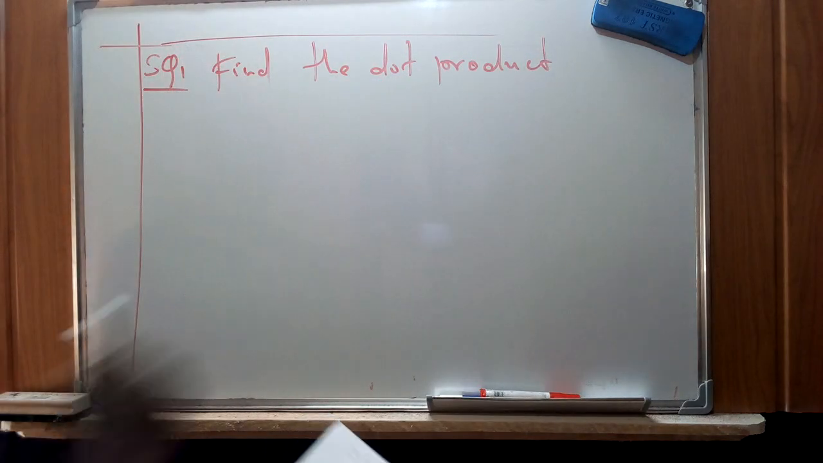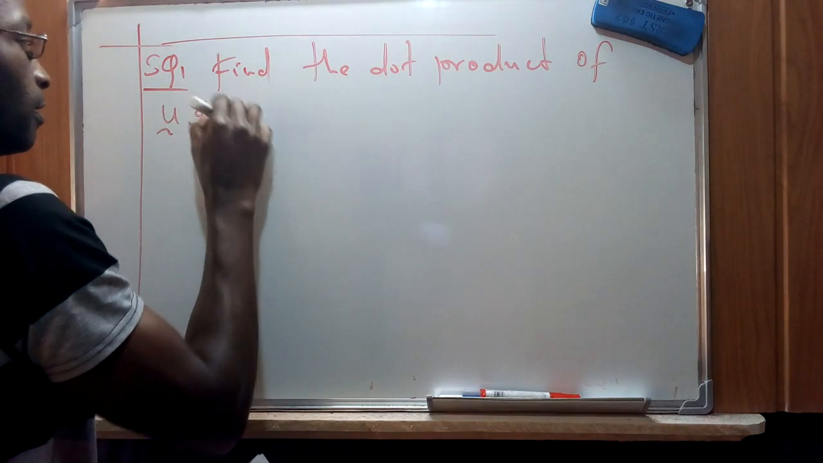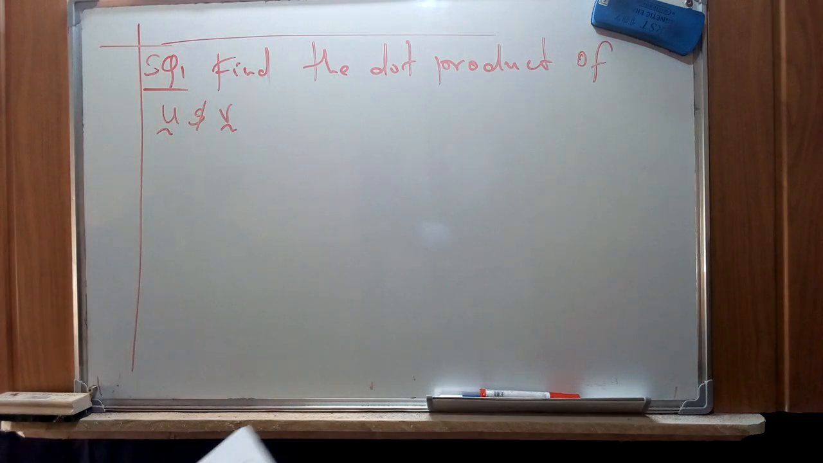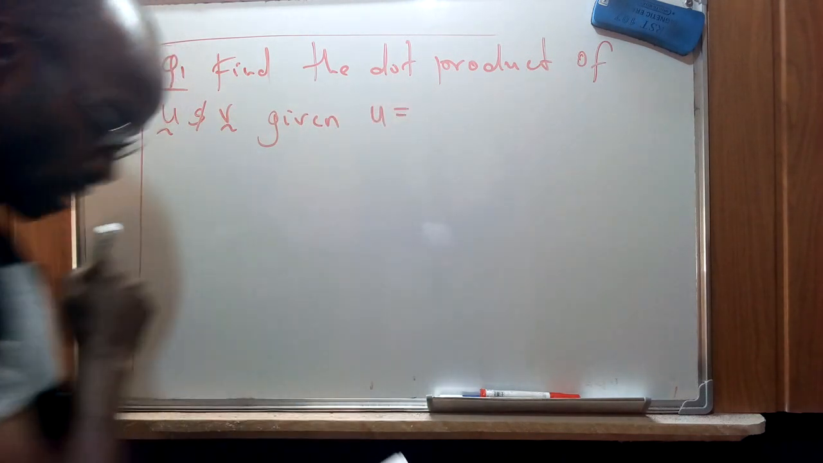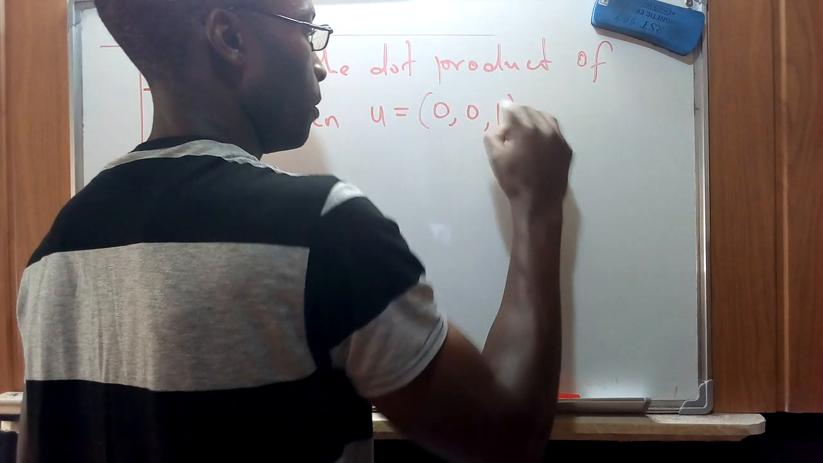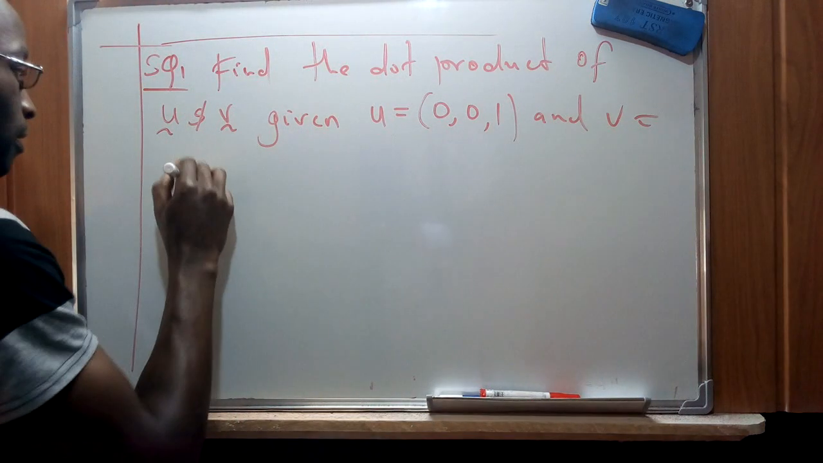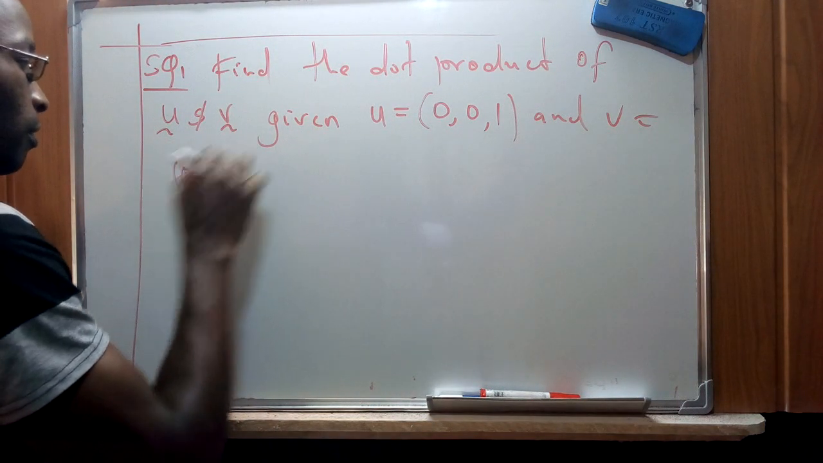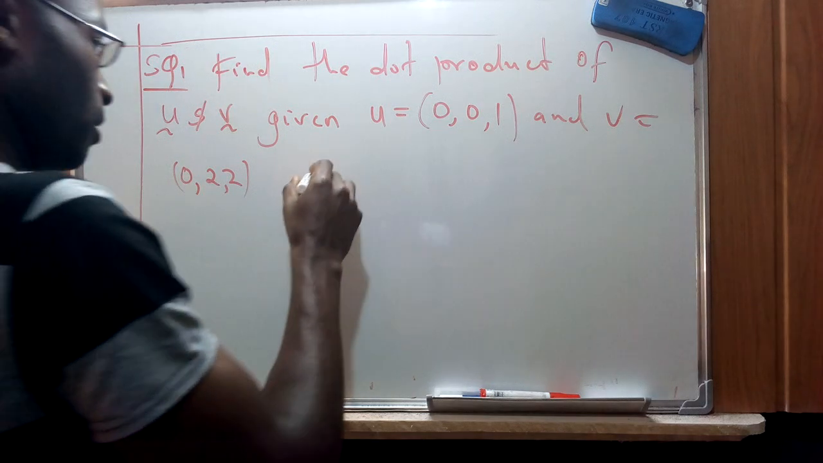Find the dot product of vectors u and v, given u is equal to (0, 0, 1) and v is given as (0, 2, 2). So in this case, having been given the components of those two vectors, we shall try to illustrate how we can find this.